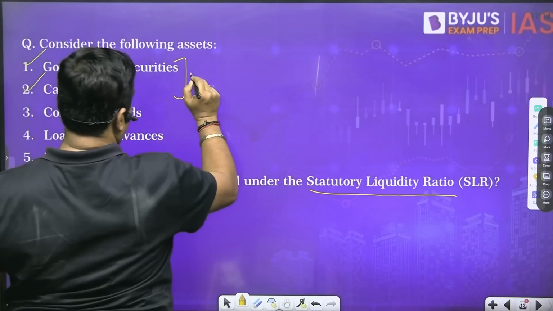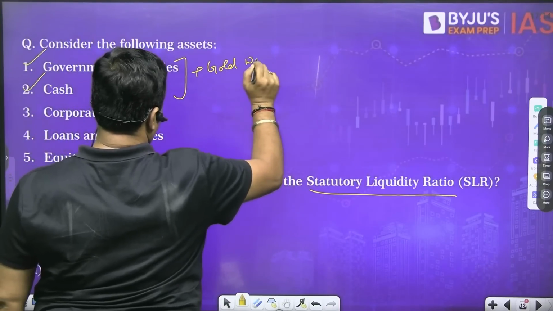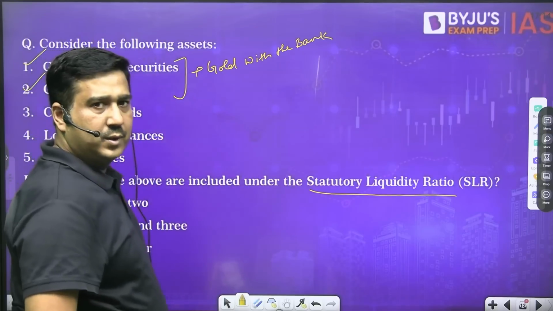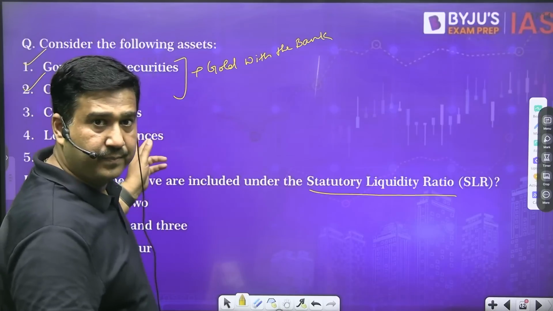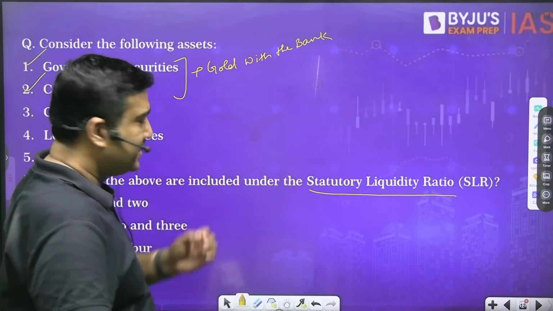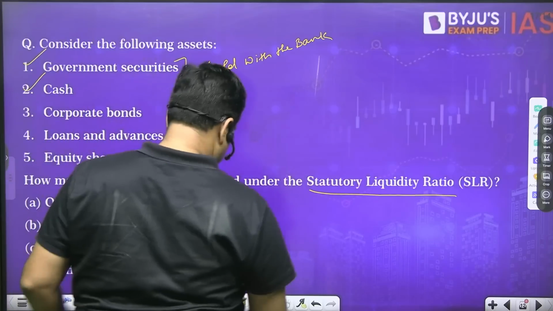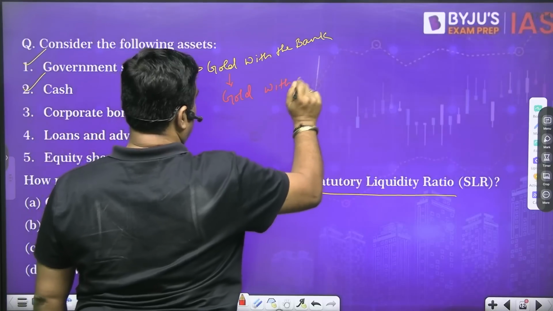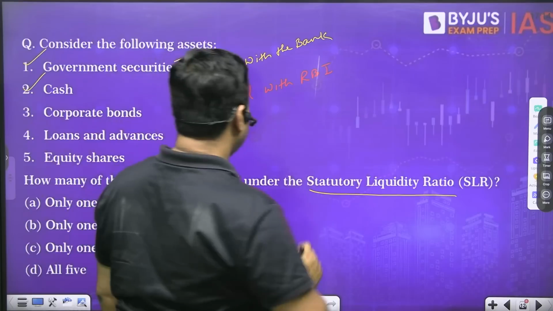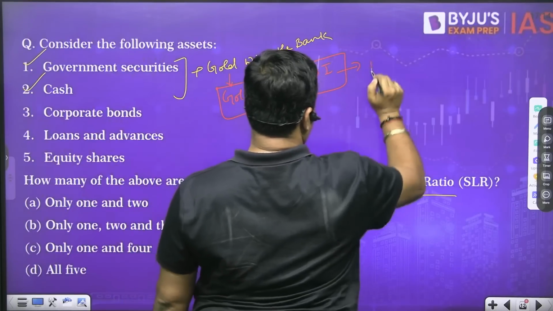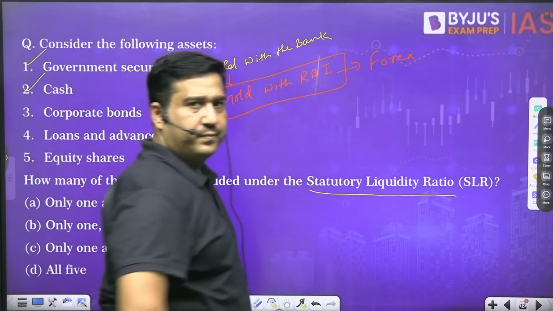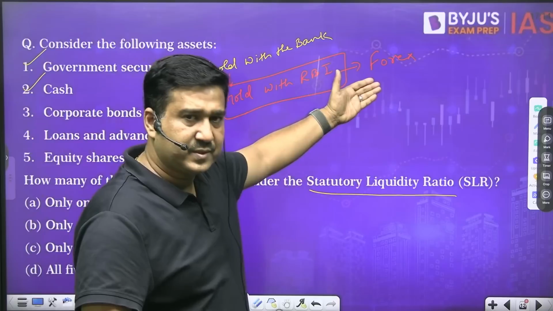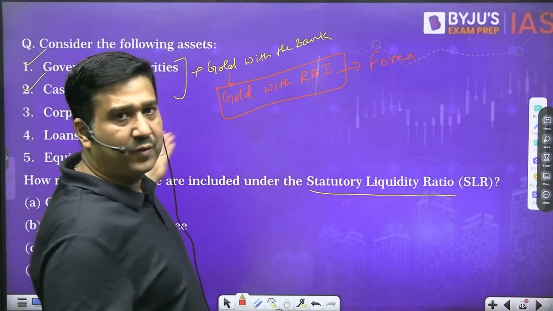Along with these two, third is gold with the bank. So these 3 are the elements of SLR. These 3 constitute SLR. But there is a very minor catch. If suppose in the examination you have this statement, gold with RBI, then don't get confused. Gold with RBI is part of foreign exchange reserves. If it is with RBI, then it is not a part of SLR, it becomes part of foreign exchange reserves. And if it is gold with the bank, then it is part of SLR.